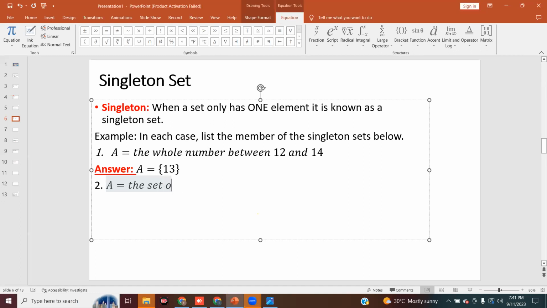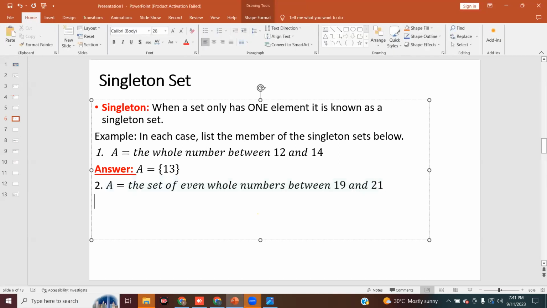A set of even numbers between 19 and 21. So what is A? 20. 20, very good. So it's a singleton set, right?